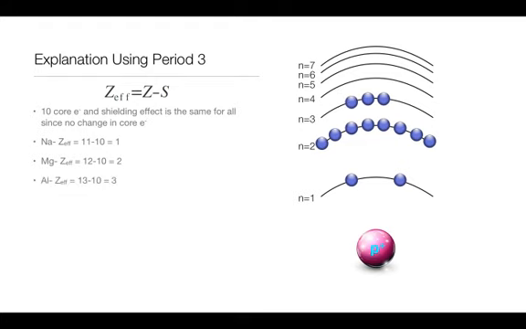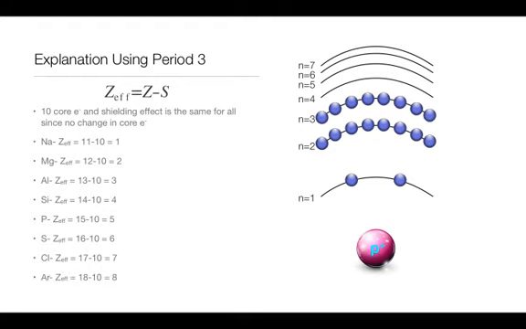If we continue on, we can see as we go across the period that we keep adding a proton and an electron, but the core number of electrons continues to be the same. So our effective nuclear charge as we go across the period is increasing. And that increasing effective nuclear charge is going to cause the atom to be smaller and smaller and smaller.